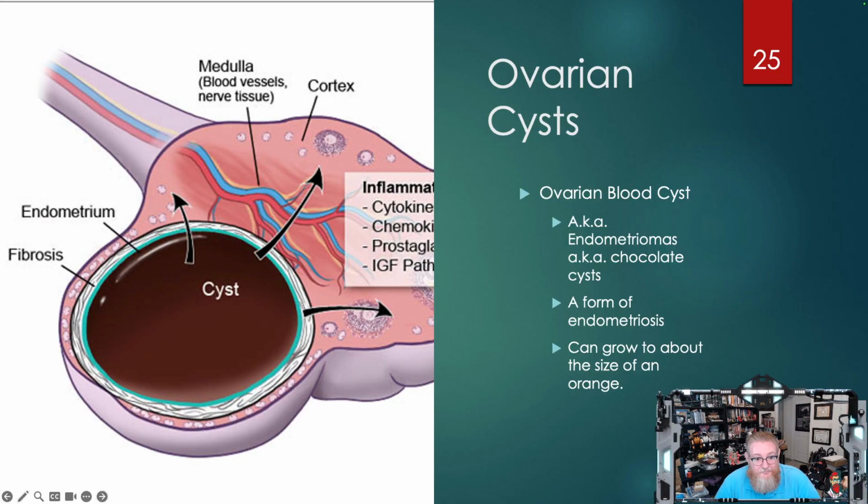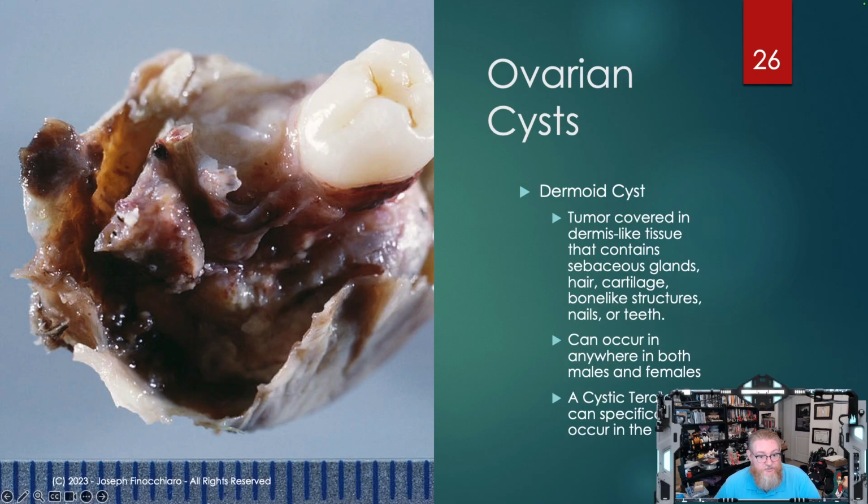An ovarian blood cyst, also known as an endometrioma or chocolate cyst, is a form of endometriosis and can grow to be about the size of an orange. A dermoid cyst is a tumor covered in dermis-like tissue that contains sebaceous glands, hair, cartilage, bone-like structures, nails, or teeth. Can occur anywhere in both males and females, and a cystic teratoma can specifically occur in the ovary.